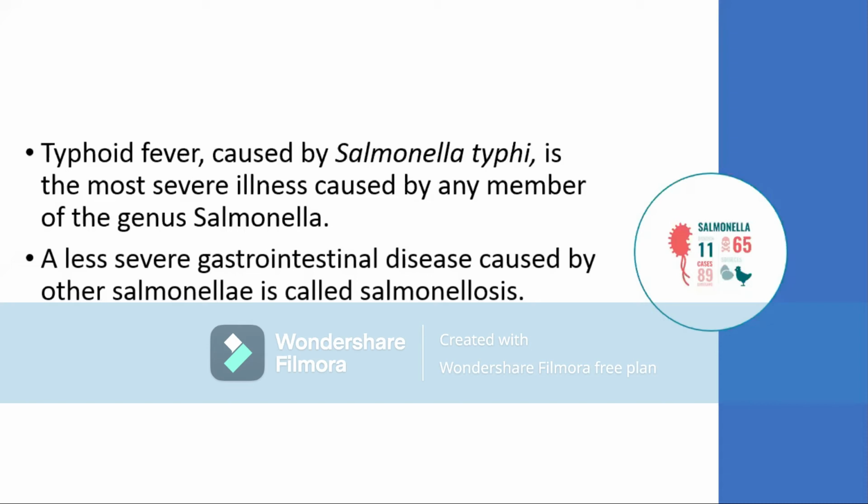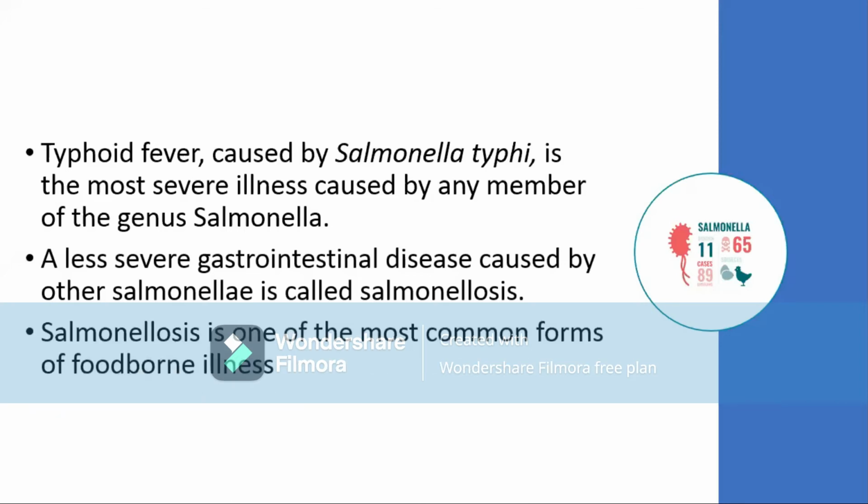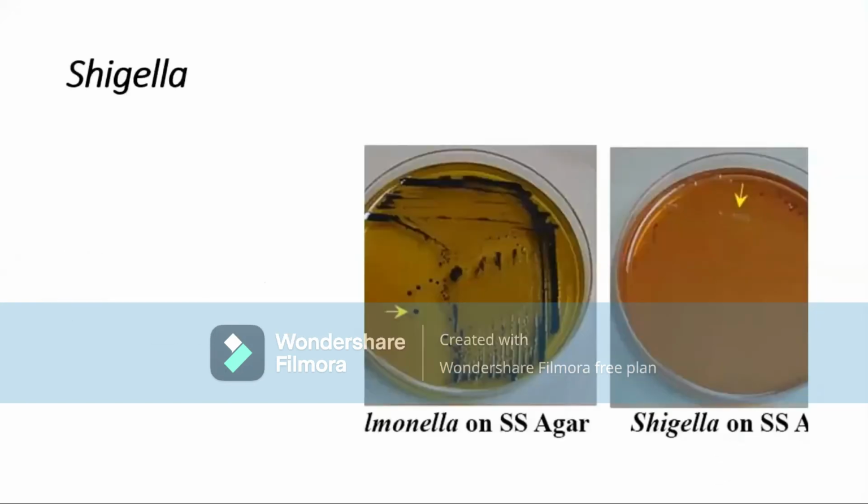Another disease or GIT infection is salmonellosis, and salmonellosis is one of the common forms of foodborne illness, and definitely this is transmitted through different foods like eggs and chickens and undercooked meat, right? And now moving towards Shigella, another well-known organism.